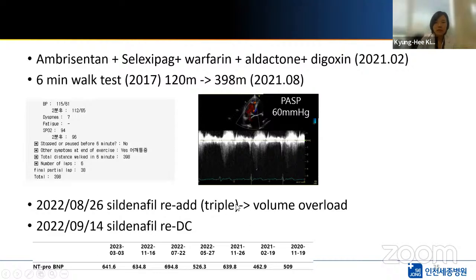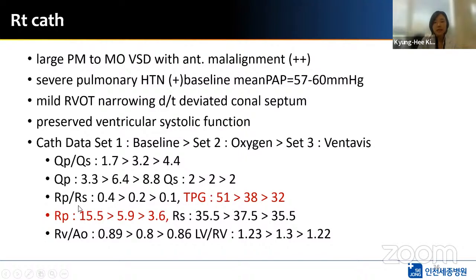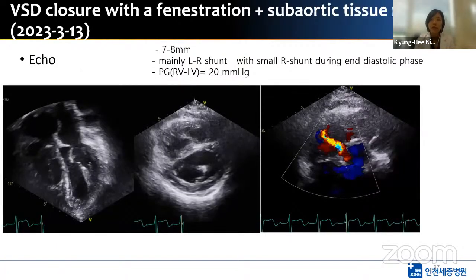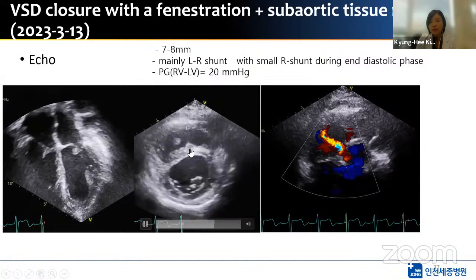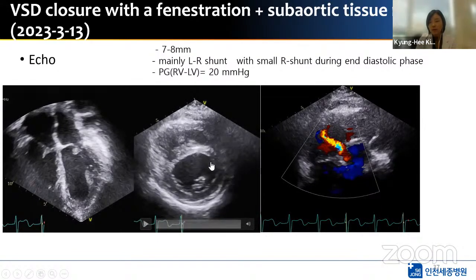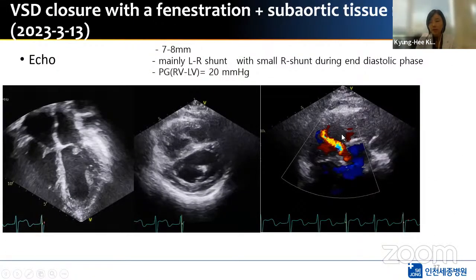So we did the cath again. Cath showed right pulmonary vascular resistance was around 15. However, after the vascular reactivity test, it decreased to 3.6. So we decided to partially close the VSD: VSD closure with fenestration and subaortic tissue resection. As you can see, even though the VSD was closed, you can see the D shape of the LV, and the fenestration, 7 millimeters. Now she doesn't feel any dyspnea, and we keep the medication for pulmonary hypertension.